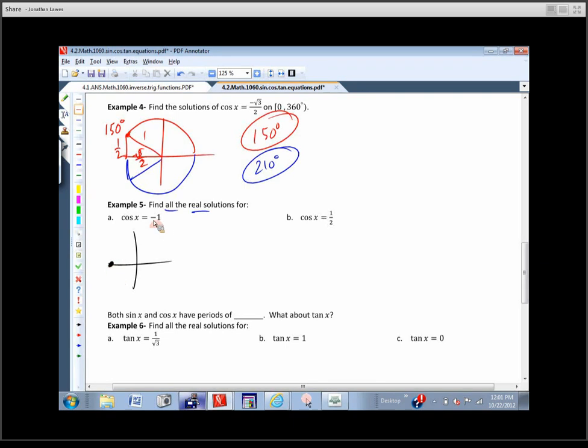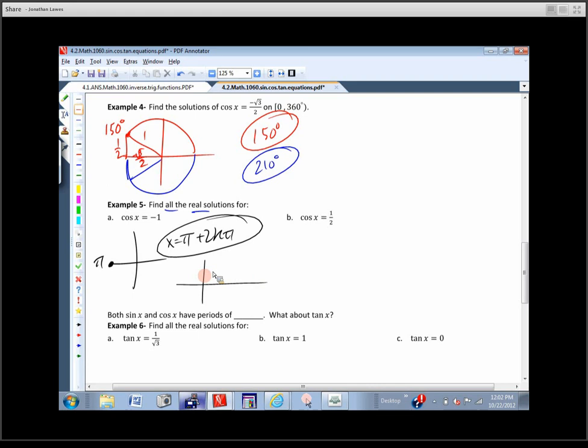If you do cosine inverse of -1, your calculator will tell you 180 degrees, which we know is pi. And then how often would this repeat? Is this like sine where we can come over here and get the same x-coordinate? It's not. So how often does that repeat? Yep, 2k pi.